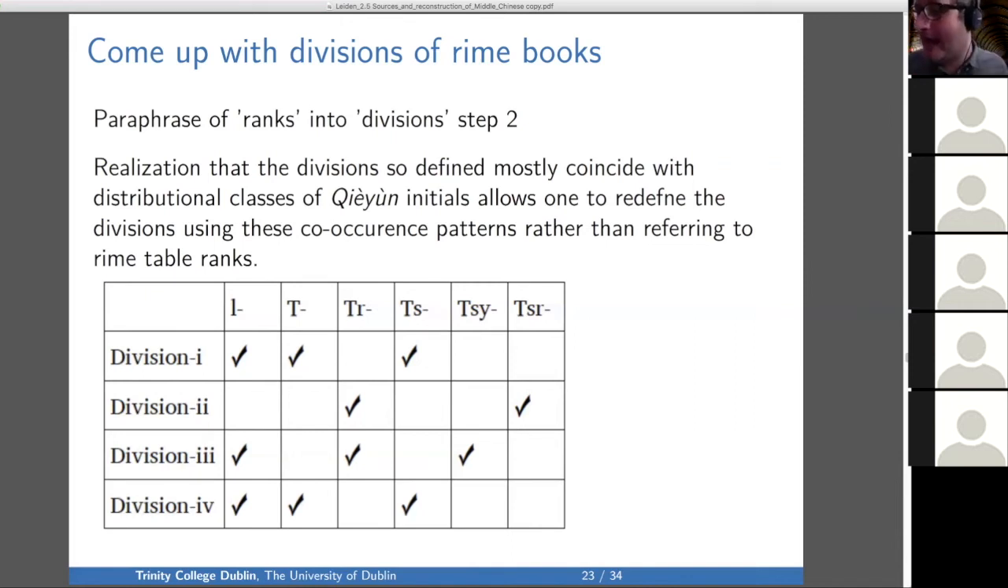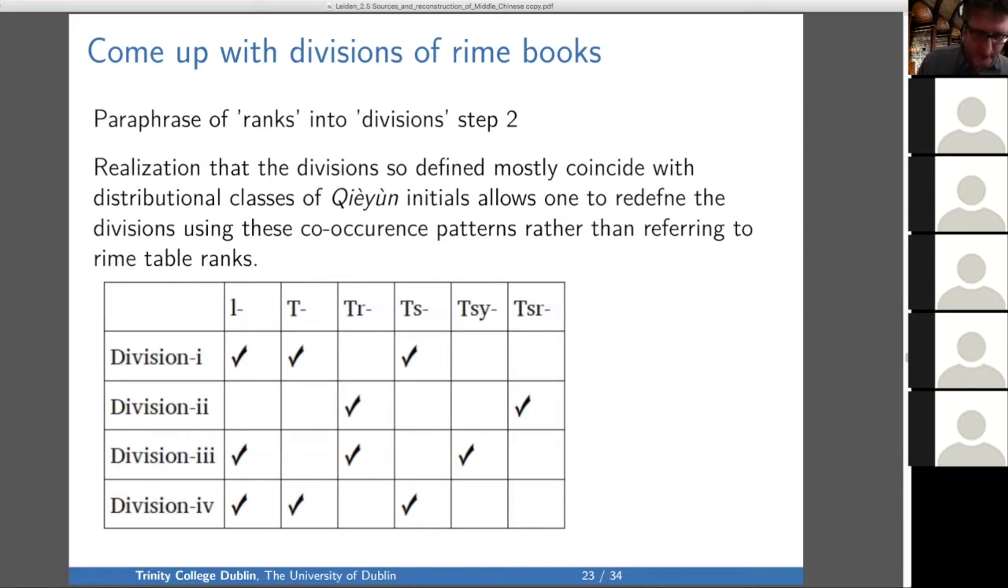Like you might well ask why we want to bother doing this at all, you know, why do we want these divisions? But let's set that question aside for a minute and instead say my goal, methodologically speaking, is to try and pin our theories of all Chinese historical phonology to the oldest, most comprehensive sources. So I want to leave the rhyme tables behind and only stick with the rhyme books. And these distributional classes allow us to offer new definitions of divisions in Middle Chinese that do that.